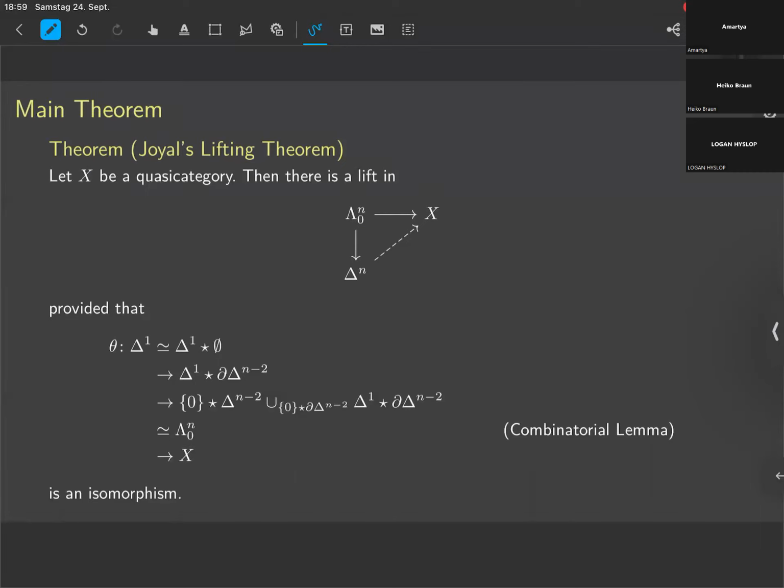And now we can take the map we have from the horn to X, and this all defines a one simplex in X. So from here to here is a one simplex in X. And the condition is this one simplex should be an isomorphism. And if it is, then we can lift this here.